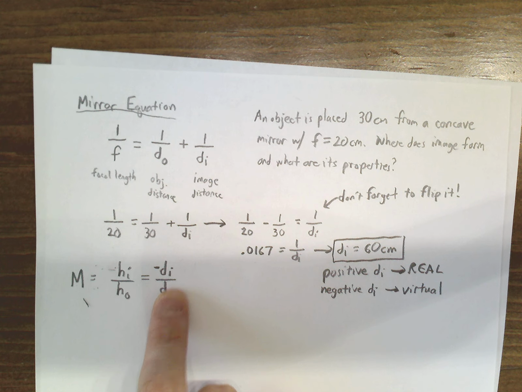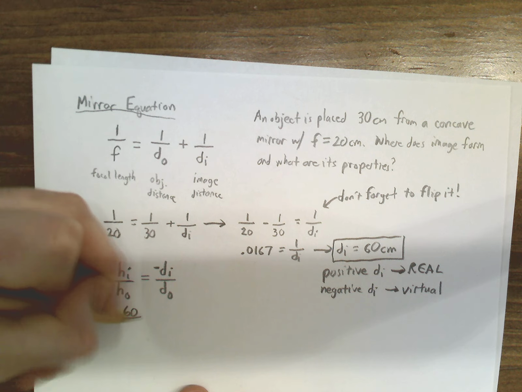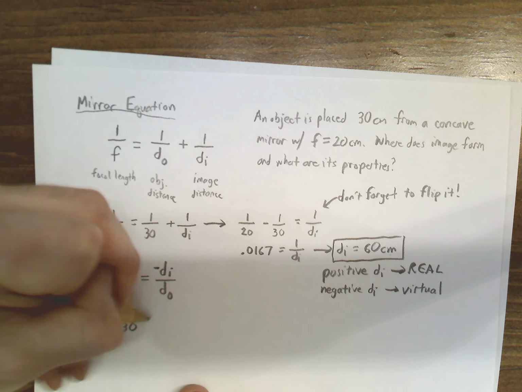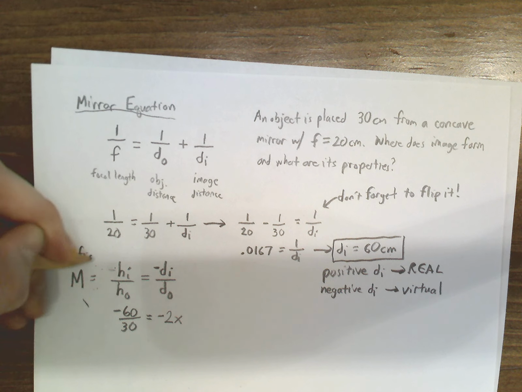Negative sign is important because when I plug in di for this case, I get 60 over 30. The minus sign there tells me that it is -2. We're dividing a distance by a distance, so the units cancel out. It's just a -2 times. There's no units for this magnification. So this big M, again, is magnification.